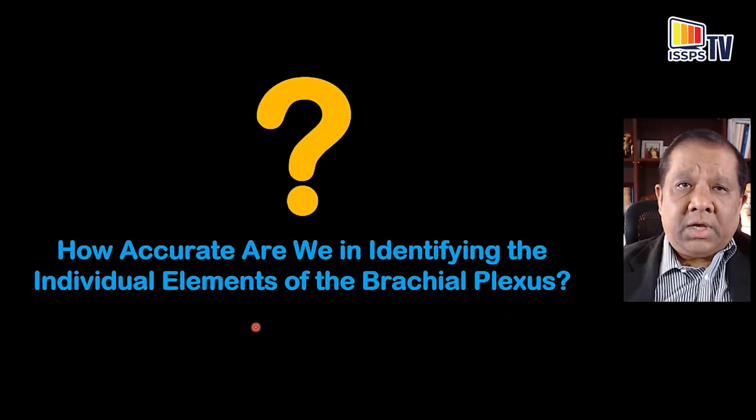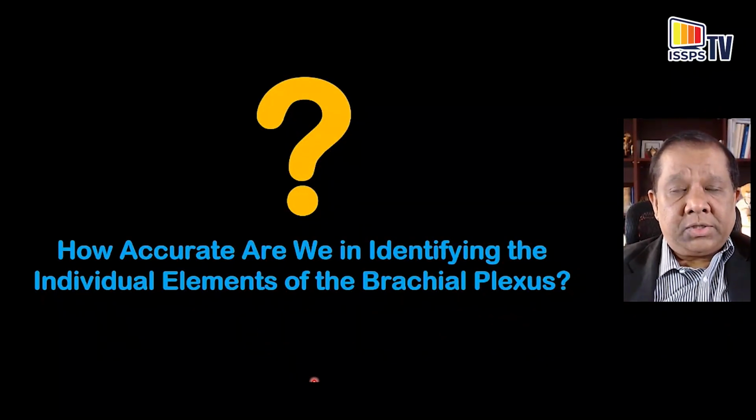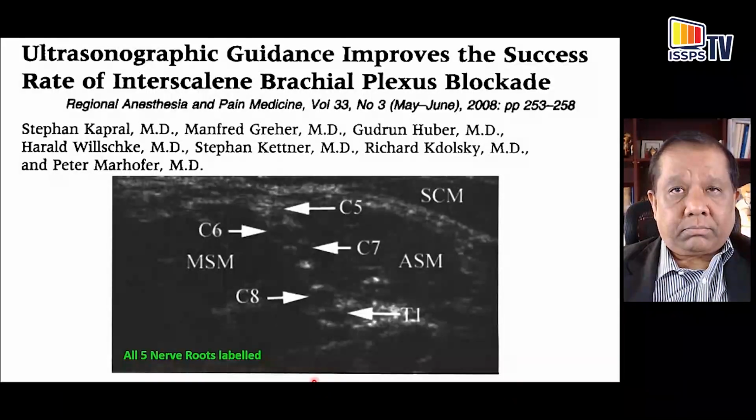But the question is, how accurate are we in identifying the individual elements of the brachial plexus that we are often performing our local anesthetic injections around? Let's take a look at the literature.